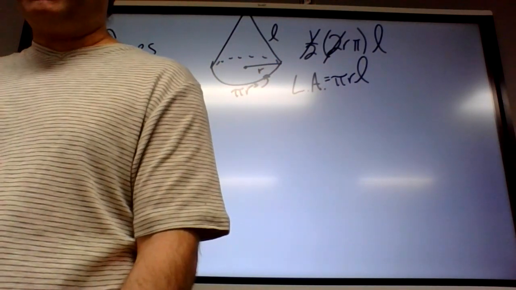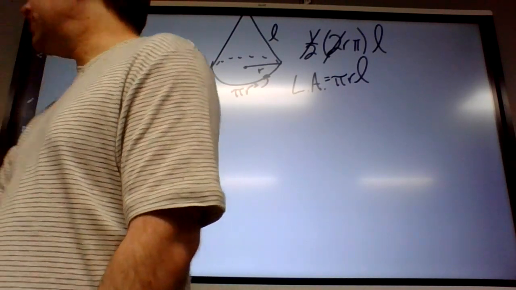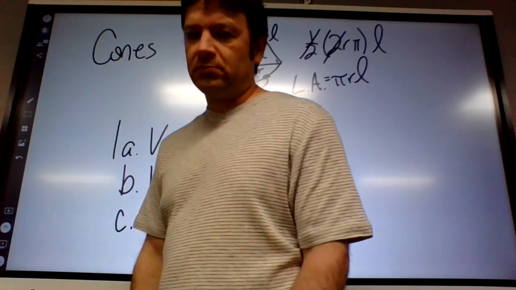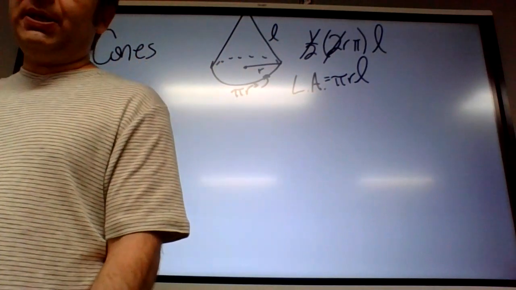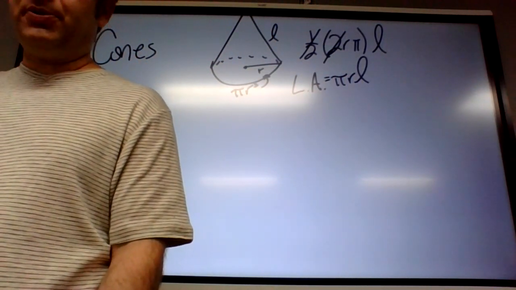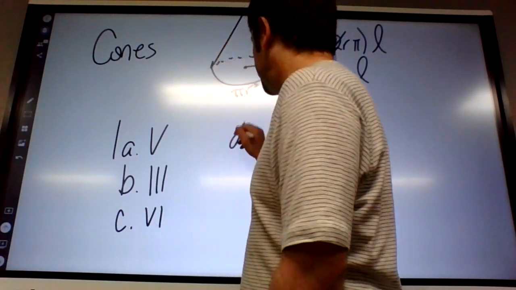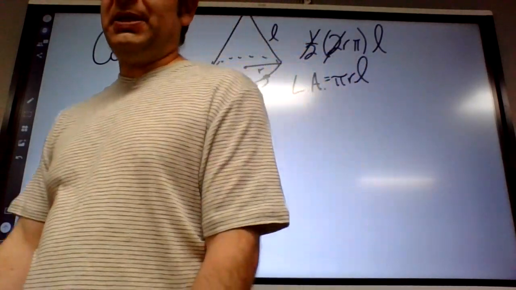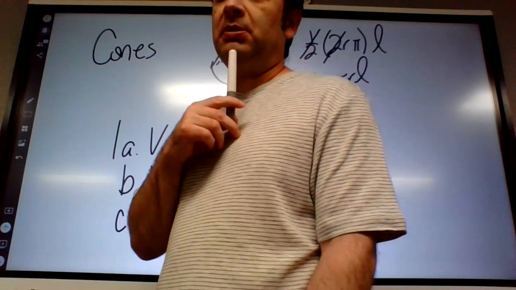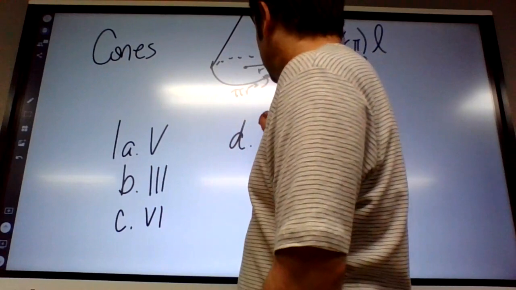B, segment AF is a what? Lateral edge of the pyramid. That is option 3. C, segment AG. AG is slant height, which is option 6. D, segment AH. That is the height of the pyramid, which is option 2.